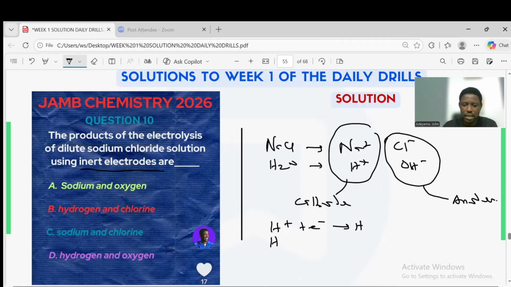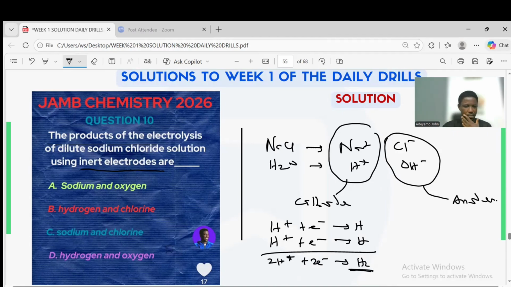So this reaction takes place twice. Let's add it together: 2H plus plus 2 electrons gives hydrogen gas. So hydrogen will be at the cathode. They didn't mention it there, but what are the products? Hydrogen is there. Hydrogen and what? At the anode, when OH minus and Cl minus are competing, OH will be preferentially discharged. That means oxygen is given off when OH minus is discharged. So we have hydrogen and oxygen.